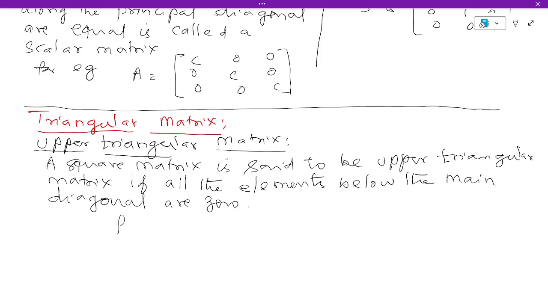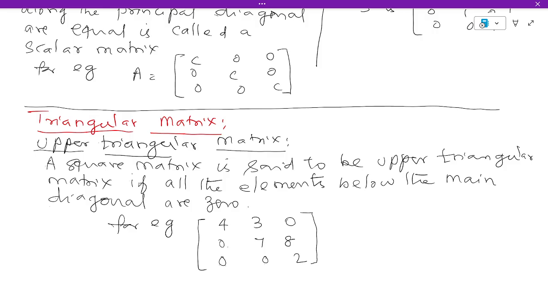That means, for example, we can write that 4 3 0, 0 7 8 and then 0 0 2. Here, I said that all the elements are non-zero, no? It is not necessary that all the elements are non-zero. It may be 0, but compulsorily below the diagonal the elements are 0.